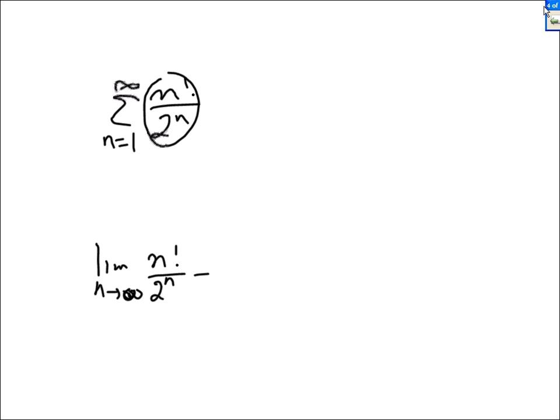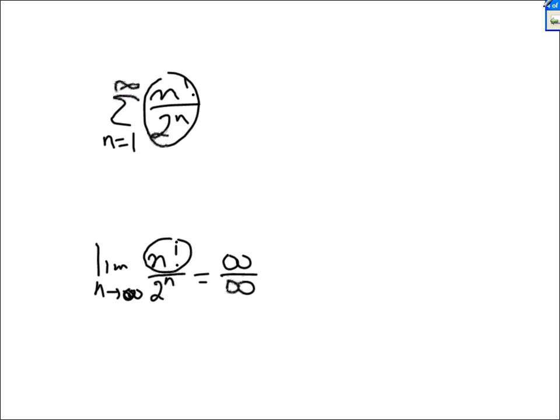I mean, larger and larger number factorials is infinity. A billion factorial is really large. 20 billion factorial is larger. 100 trillion factorial is larger. 2 to large numbers is infinity. Okay, use L'Hopital. That's the ticket.